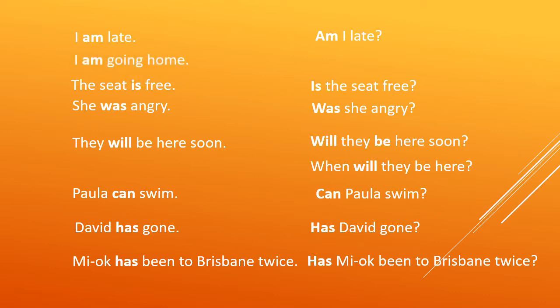Now I have another sentence with "am." I am going home. This is present continuous, and we have "am," the be verb. So how do we make it into a question? That's right. We say "am," the be verb, first. The question is, am I going home? Well done.